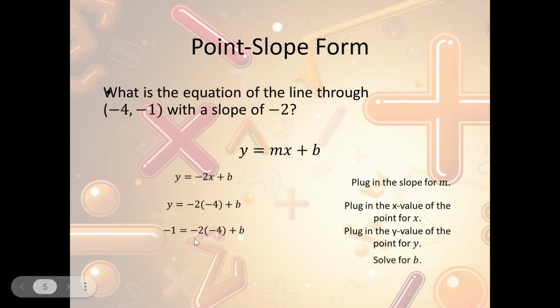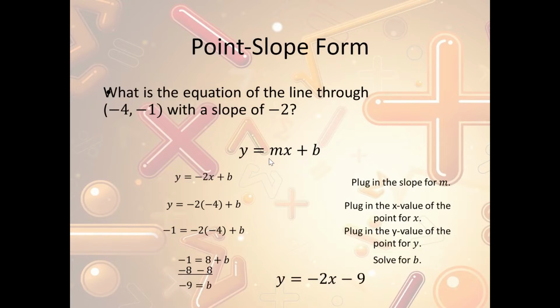Now we just solve for b. Well, negative 2 times negative 4 is positive 8. So that's negative 1 is equal to 8 plus b. We're going to get rid of this 8 by subtracting. So we subtract 8 from both sides. And we get negative 1 minus 8 is negative 9. That's equal to b. Now we plug this back into our y equals mx plus b form. Y equals negative 2x, and then our b is negative 9, so it's minus 9.